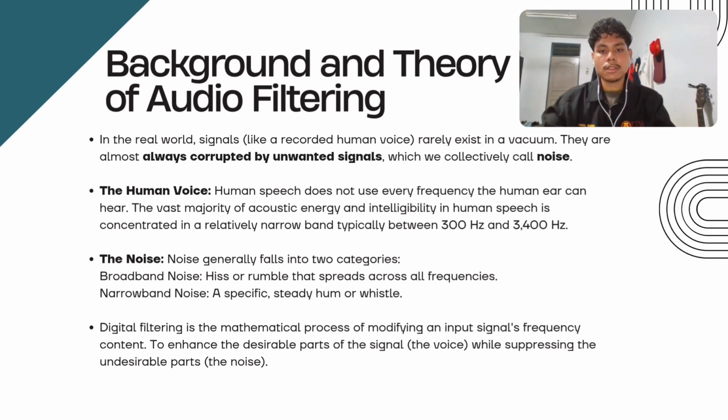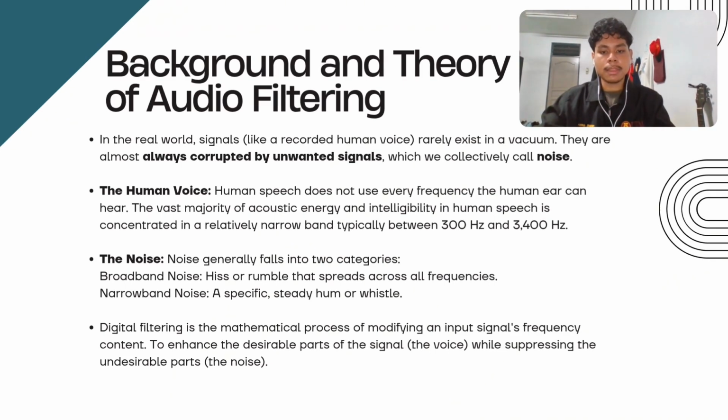In the real world, signals like a recorded human voice rarely exist in a vacuum. They are almost always corrupted by unwanted signals, which we collectively call noise. The vast majority of acoustic energy and intelligibility in human speech is concentrated in a relatively narrow band, typically between 300 Hz and 3400 Hz. Noise generally falls into two categories. The first is broadband noise, like a hiss or rumble that spreads across all the frequencies, while the second is narrowband noise, a specific steady hum or whistle.